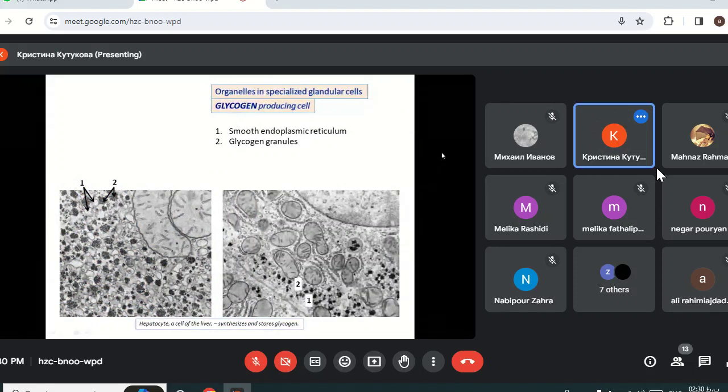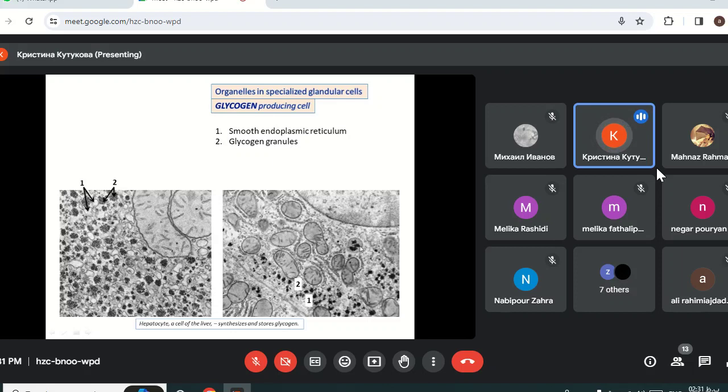Next, cell producing glycogen. This is carbohydrate. Glycogen is the form of storage of carbohydrates in the human body, and glycogen is mainly stored inside the liver. Glycogen is produced by smooth endoplasmic reticulum. So in such cell we will see two major features: smooth endoplasmic reticulum and glycogen granules.